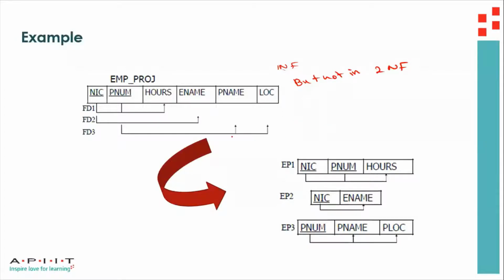So if we make it into 2NF relations, we would get a separate table called employee. We need a separate table called employee. For that, we could have the NIC, that's the primary key, and then E name.